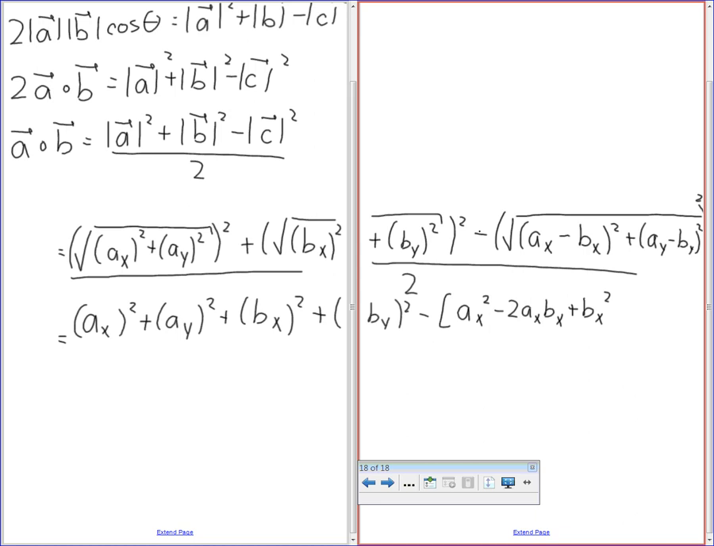And then finally, this is going to turn into plus ay minus with K. Well, I left the bracket here, so we don't have to. So plus ay squared minus 2ay by, plus by squared, all over 2. Now, I know you're saying, oh no, is this ever going to end? The answer is yes. Hopefully.